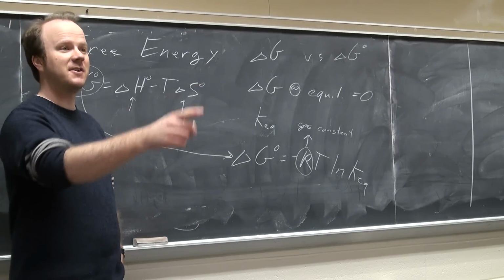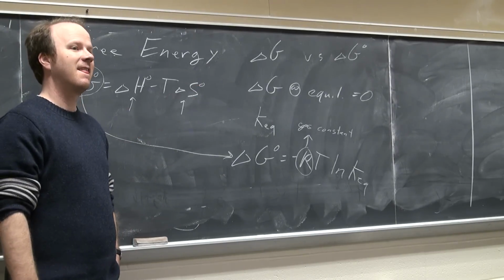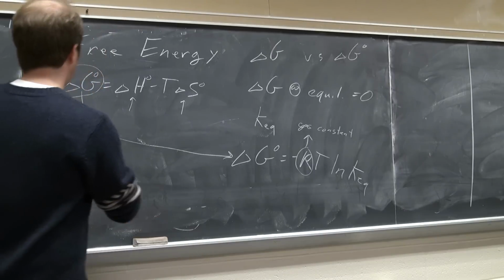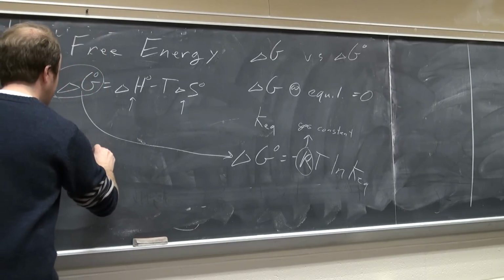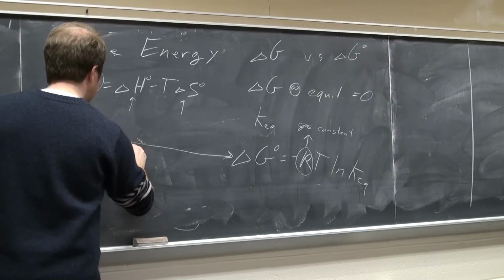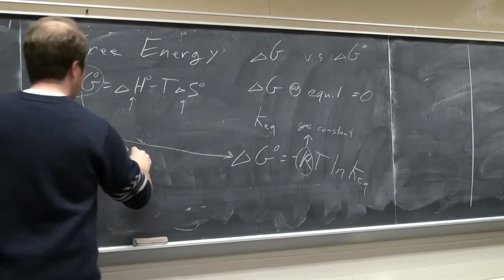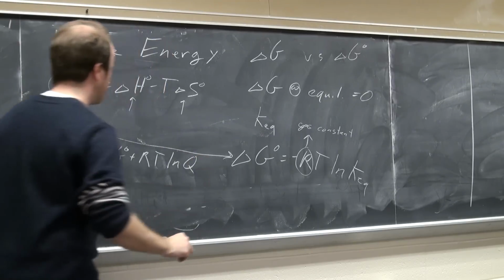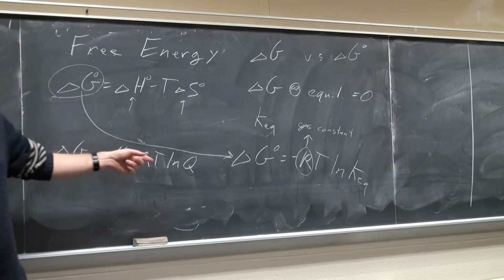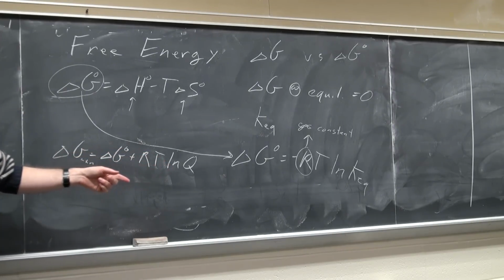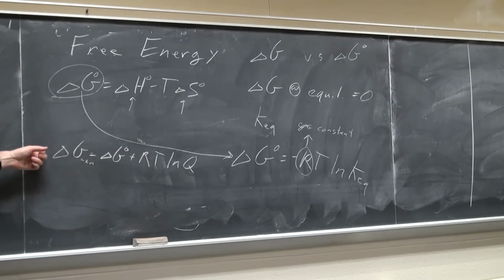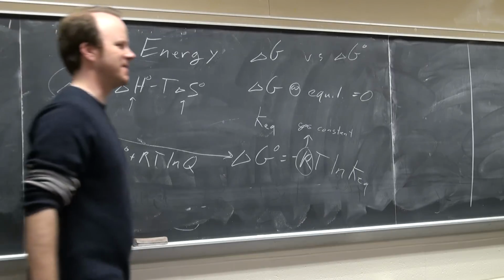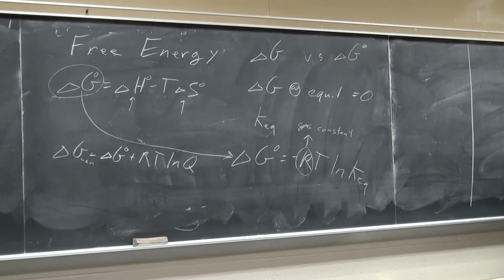What's the difference between delta G and delta G 0? Delta G is delta G 0 plus RT ln Q. Does anyone have the notes? I think this is the equation in the notes. Let me find it. I just want what slide it is.